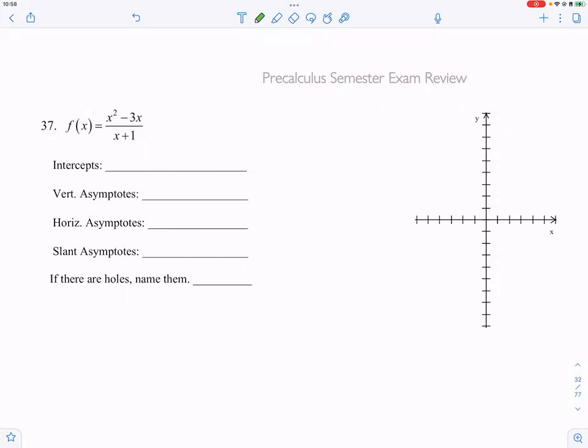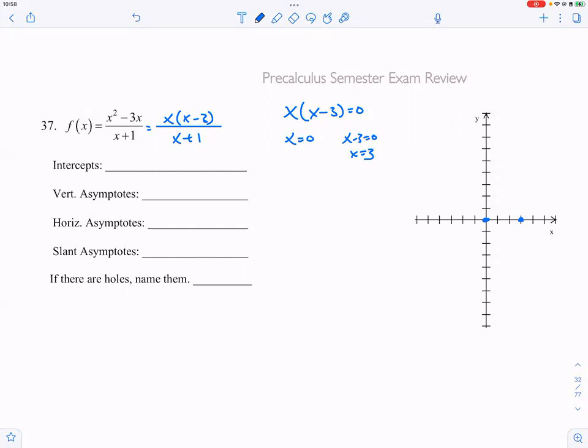All right, question 37, another rational equation. So we have right here x times x minus 3 over x plus 1. So we have some intercepts right here. We have an x-intercept at 0, 0. And we have an x-intercept at 3, 0, because you set the numerator equal to 0. We have x times x minus 3 equal to 0, so x is equal to 0. And x minus 3 equal to 0, so x is equal to 3.